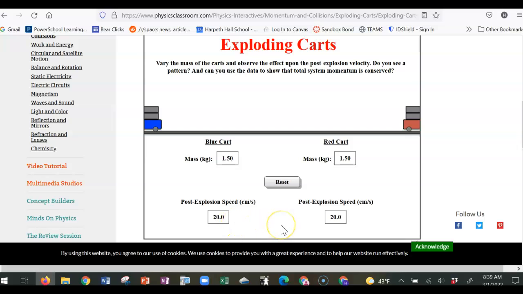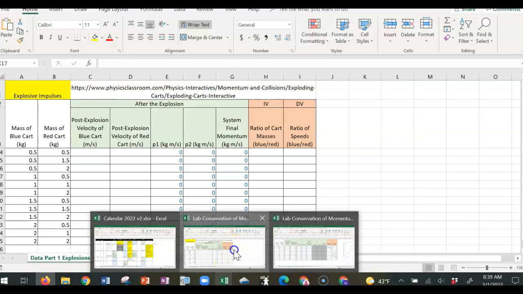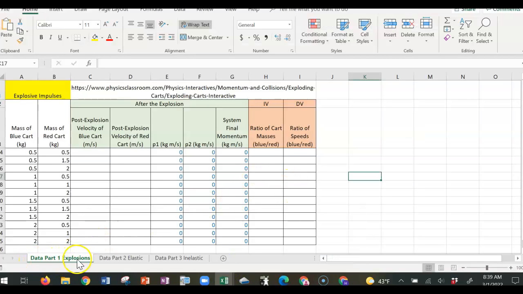Okay, so there is an Excel template which you can download from the web page, and we're going to use the first tab, the tab on the left that says Data Part 1 Explosions. Okay, so I'm going to set the mass according to what it says in the data table, and then I will record the post-explosion velocity of both carts.